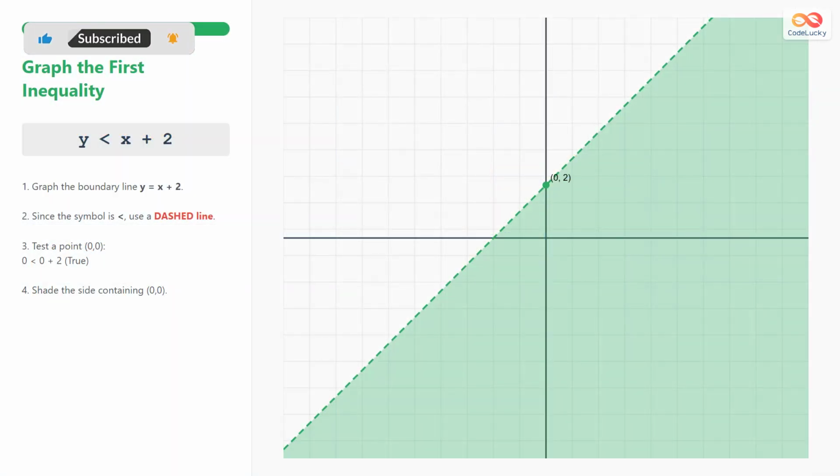Let's work through an example together. Consider the system: y is less than x plus 2, and y is greater than or equal to negative 2x minus 1. We start by graphing the first inequality completely on its own. The boundary line is y equals x plus 2. Since our symbol is strictly less than, we draw a dashed line. Testing the origin, (0, 0), gives us 0 is less than 2, which is true, so we shade the region below and to the right of the line.